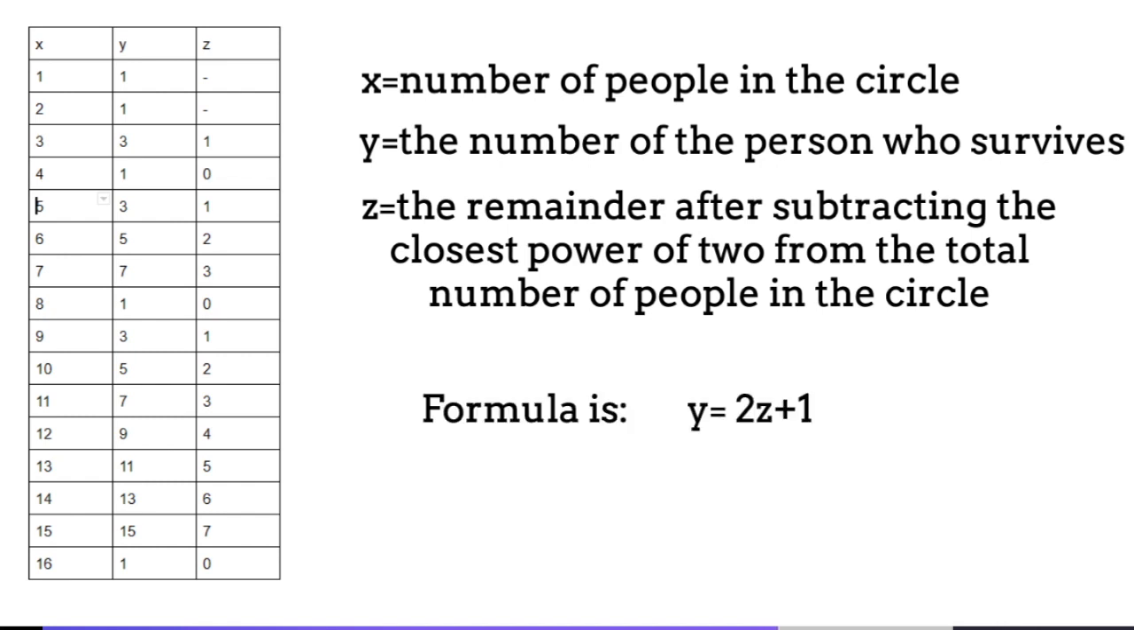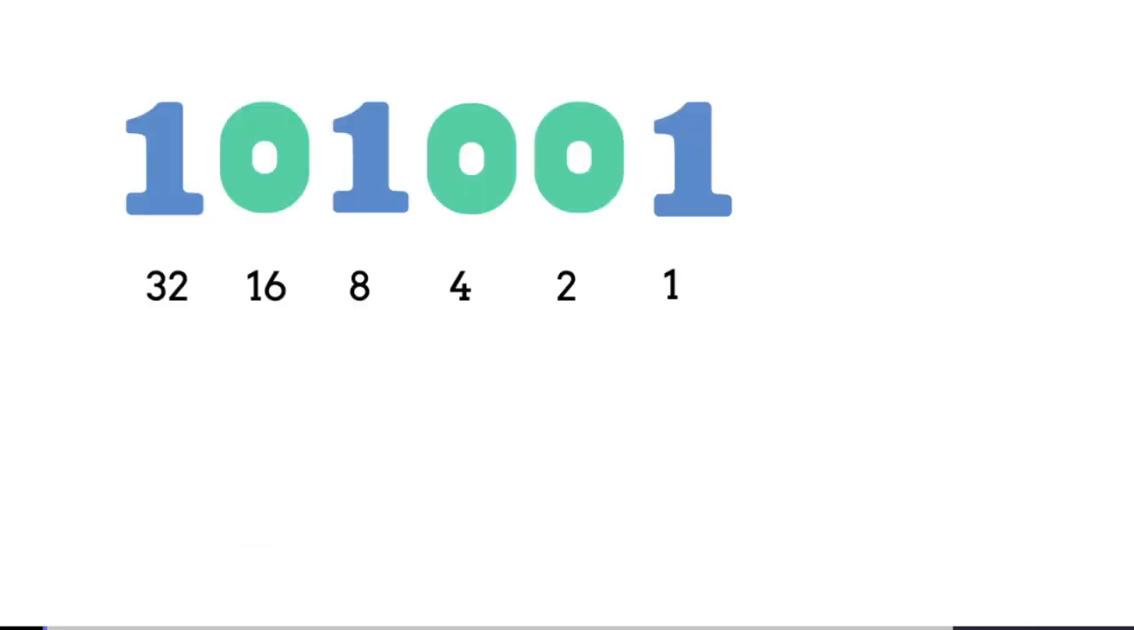And the great thing about z is that z can be found for any value of x without knowing y. You can at any time subtract the closest power of 2 from the x value, or the total amount of people in the circle, and find z. This means that using this easy information, we can then plug this into the formula where 2z plus 1 is equal to y and find which position you need to be in order to survive. This is the solution.